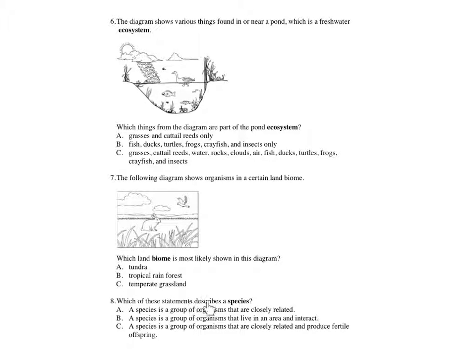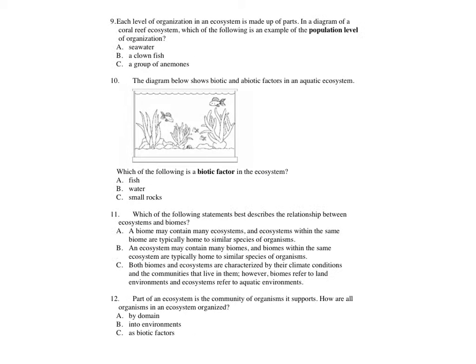Number 8. Which of these statements describes a species? A. A species is a group of organisms that are closely related. B. A species is a group of organisms that live in an area and interact. C. A species is a group of organisms that are closely related and produce fertile offspring.